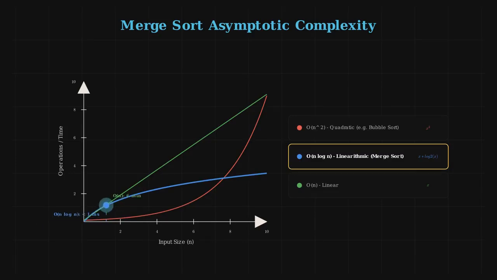This growth rate scales extremely well for massive datasets, outperforming quadratic sorting algorithms as input sizes grow.